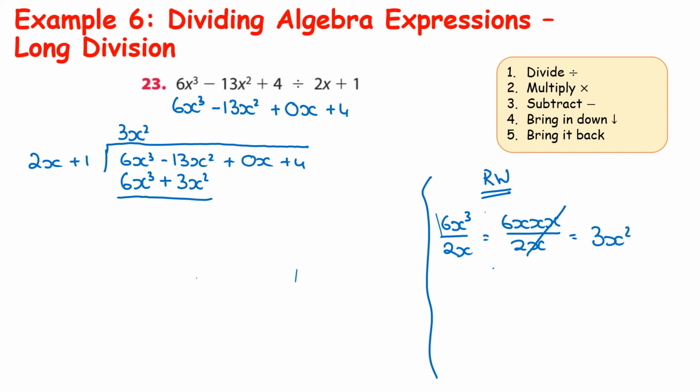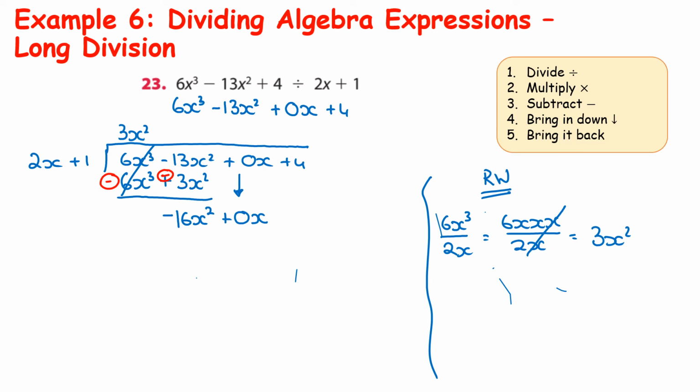Divide, multiply, now we're doing subtract. This becomes a minus, and this becomes a minus. 6x cubed minus 6x cubed is 0 or cancels. We then have minus 13x squared minus 3x squared, so that's minus 16x squared. We've now done divide, multiply, subtract, and then we bring it down, so plus 0x.